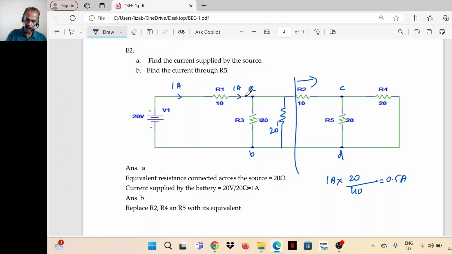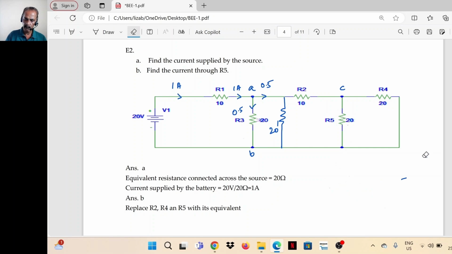So this 1 ampere current coming to node A will equally divide because these resistors are equal. Current will equally divide between them. 1 ampere will divide into 0.5 and 0.5. So current through this branch is 0.5 and this is 0.5. Now current coming to node C is 0.5 ampere.